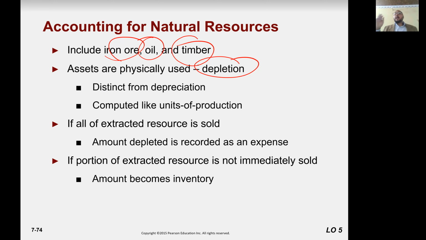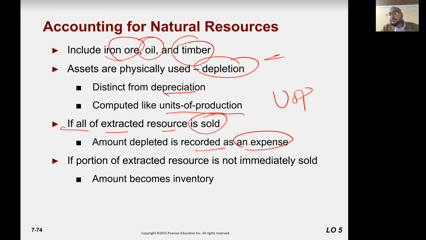All right. So you have a mine. The more you extract, the more the value of that mine decreases. So we call this decrease in the value, or decrease by the extracted amount, depletion. So this is different from depreciation. It is computed like the unit of production method. All right, we'll see that. And remember, if all extracted resources are sold, the amount depleted is recorded as an expense.